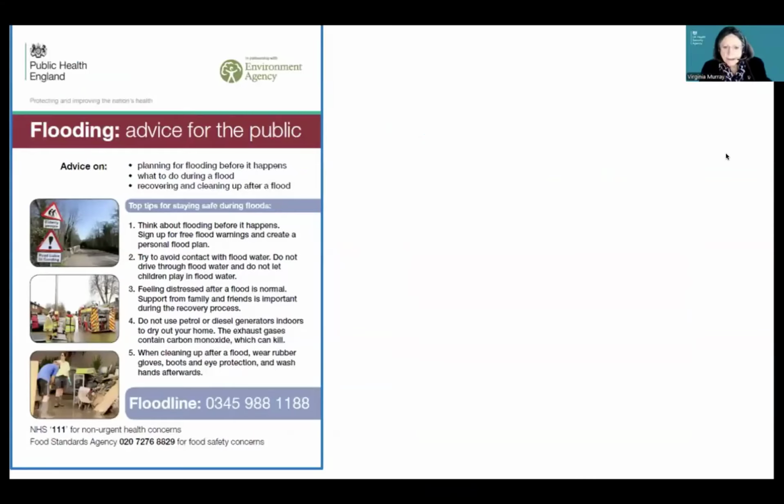So one of the things we did when I was leading on the extreme events team was that we did some advice and guidance to the public. So we did it both from the health side and from the environment side. And we felt this was really important, and we shared this to get people to think about what they might need to do for flooding.